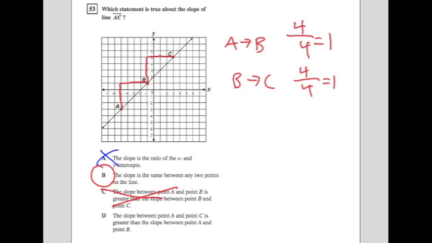Let me see. D says the slope between A and point C is greater than the slope between A and point B. That is not correct. We already know that the slopes are the same. Once again, it just reinforces our answer, which is B.